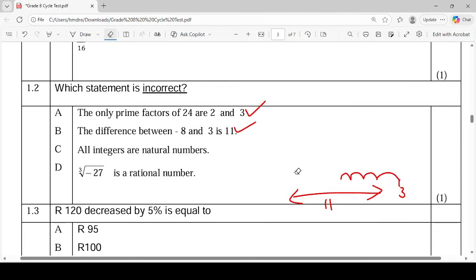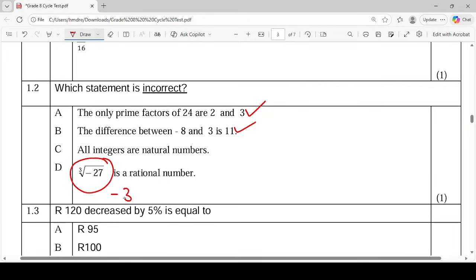And D says that the cube root of -27 is a rational number. So you can obviously put this into your calculator and you'll get -3, or you should know that anyway. And -3 is a rational number. So that one is correct. Just to recap, so rational numbers are numbers like this. They're ones where the decimals don't carry on forever. So if you got an answer like -3.9821 and it just carried on forever, that would not be a rational number. Anyway, but this one is fine. And so that means statement C has to be the one that is incorrect.